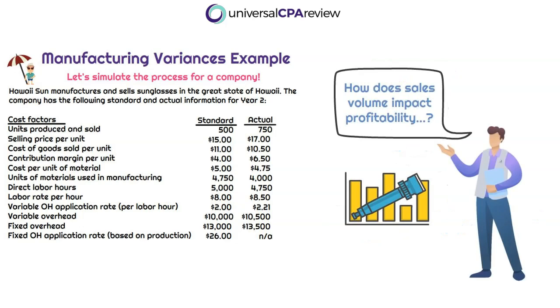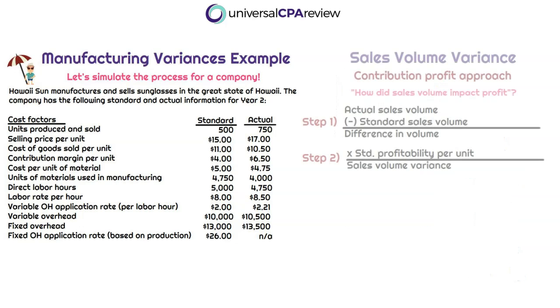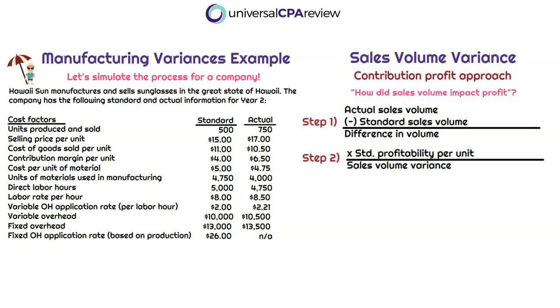Right? The idea is that we're trying to understand how a variance in sales volume impacts profitability. And sales volume would consist of both the sale price and any variable costs related to that volume. So we'll go through both. So let's start with the sales volume variance, and this is the contribution profit approach.